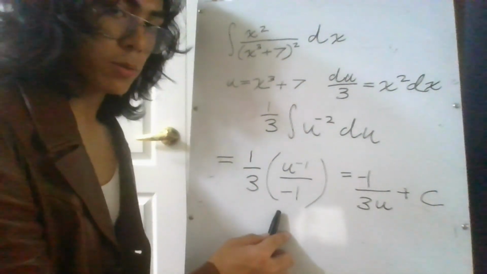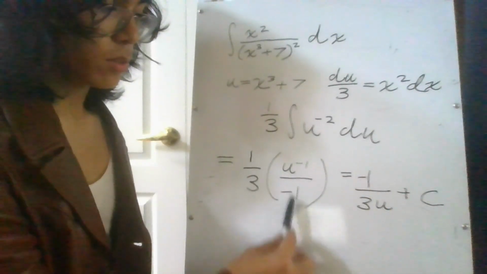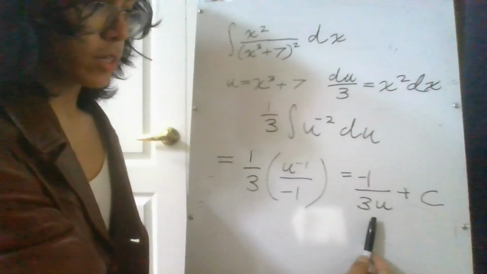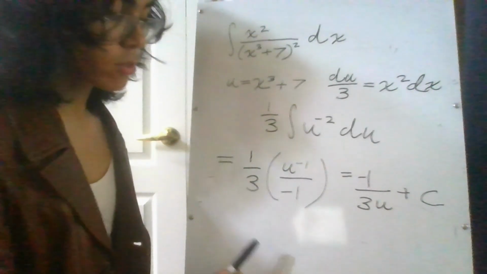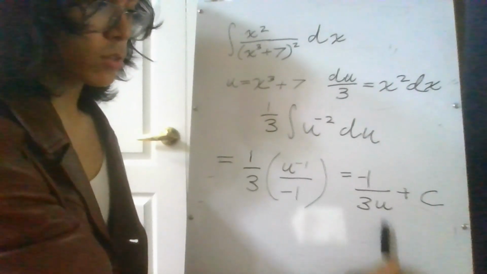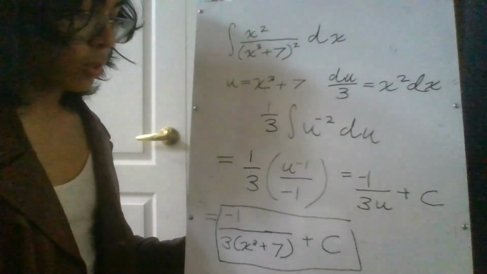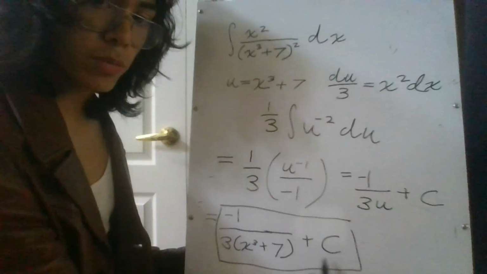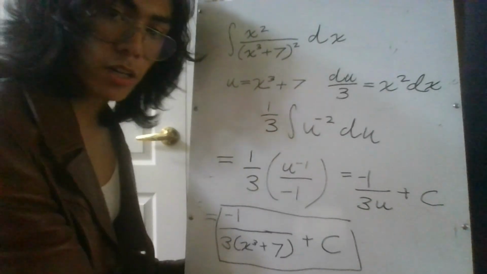Now we can use our exponent rule for integration by turning this into this, u to the negative 1 over negative 1. This simplifies into negative 1 over 3u plus c. Now all we have to do is simplify it by inserting our value for u. So our final answer would be negative 1 over 3 times x cubed plus 7 plus c. Remember, it's an antiderivative, so we always add the constant c.